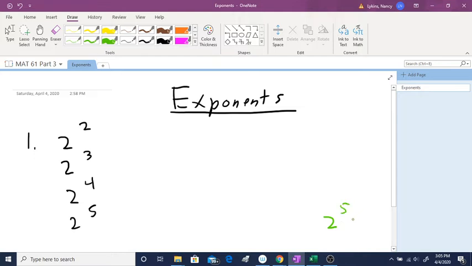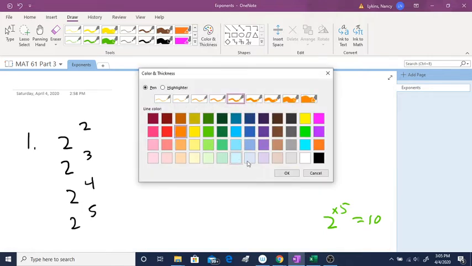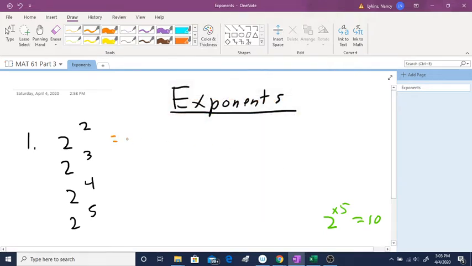I don't know how many times I see students put 2 to the fifth power as 10 because what they're doing is they're saying 2 times 5. That is not what an exponent means. What an exponent means is you take 2, and that exponent is 2, so that means you multiply 2 by itself twice. So 2 times 2 is 4.